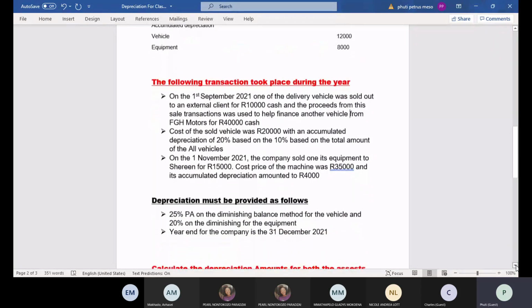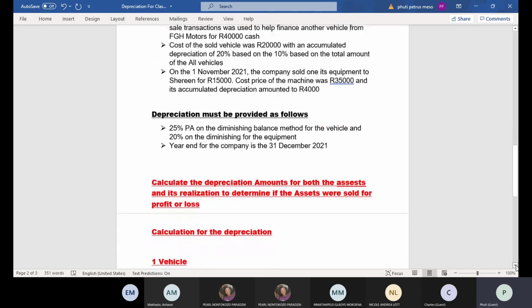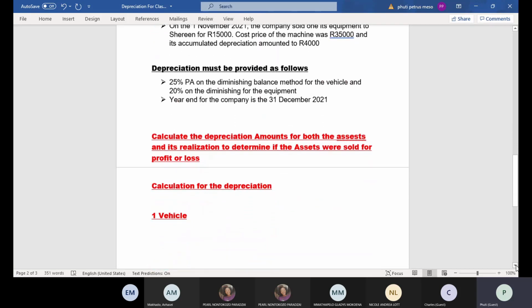It further says that the depreciation must be provided as follows: 25% per annum on the diminishing balance method for the vehicle, and 20% on the diminishing balance for the equipment. Our year end is the 31st of December 2021. The required part says to calculate the depreciation amount for both the assets and its realization, to determine if the asset was sold for profit or loss. So this was part of my solution, the calculation of the depreciation.